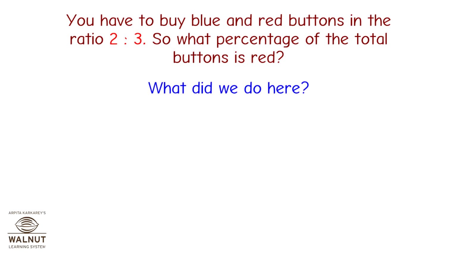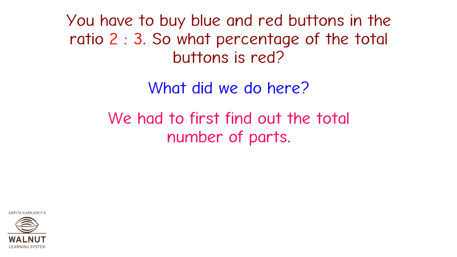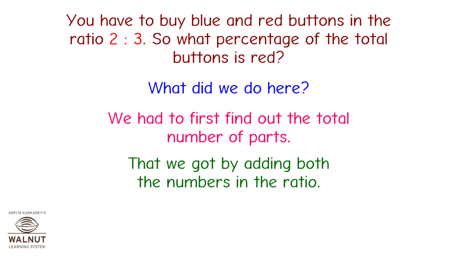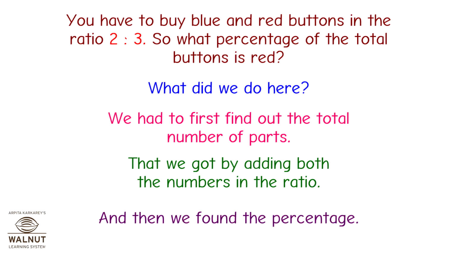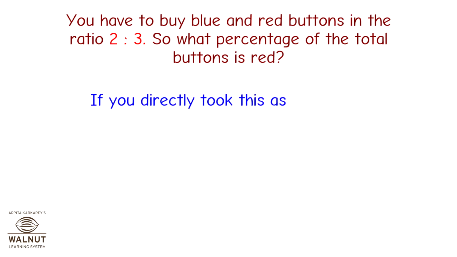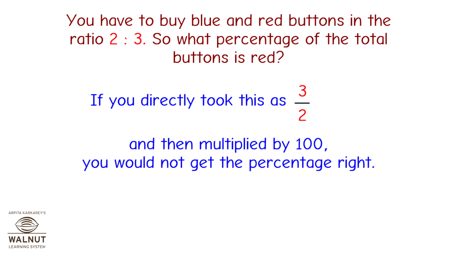What did we do here? We had to first find out the total number of parts. That we got by adding both the numbers in the ratio. And then we found the percentage. If you directly took this as 3 upon 2 and then multiplied by 100, you would not get the percentage, right.